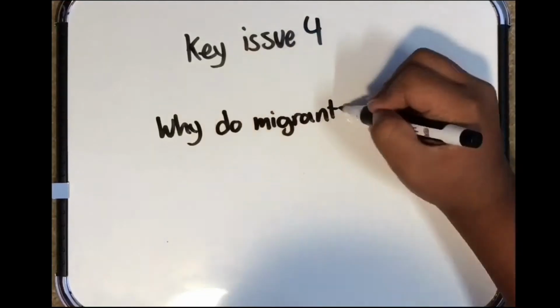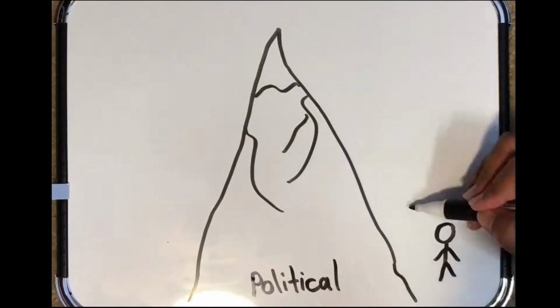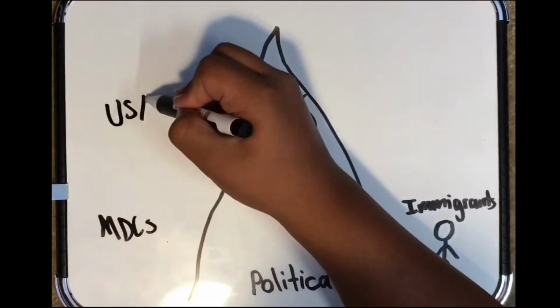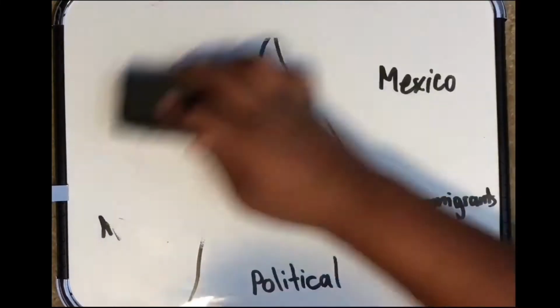Key issue 4. Why do migrants face obstacles? An intervening obstacle is an environmental or political feature that delays migration. Today's major obstacle is political because you need a passport or visa to travel.